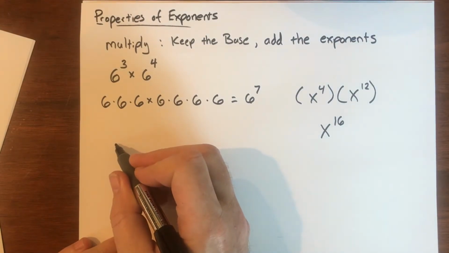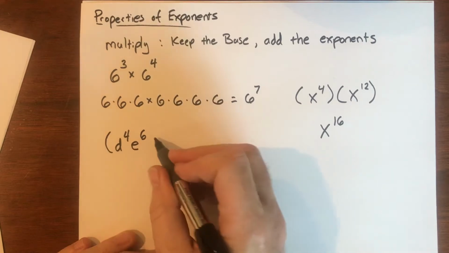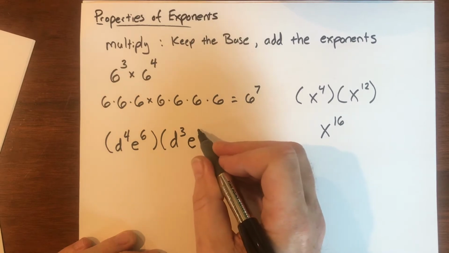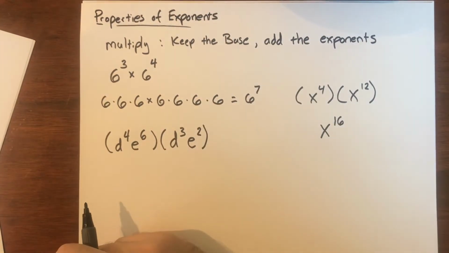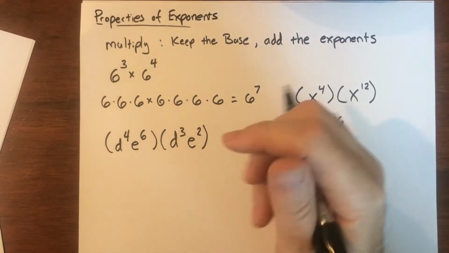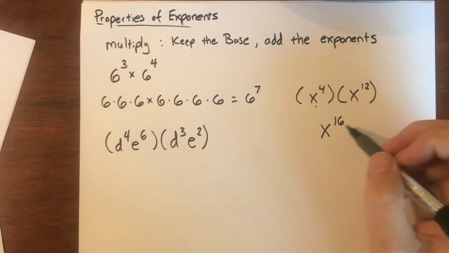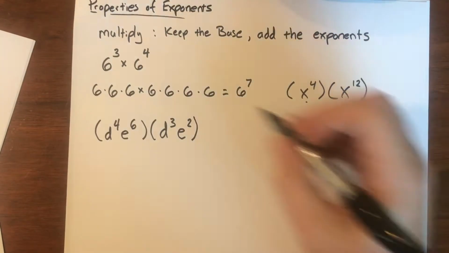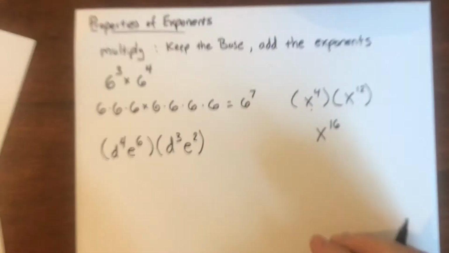But it's going to get more complex, of course. Let's do d to the power of 4 times e to the power of 6 times d to the power of 3 times e to the power of 2. Now here's the thing. Since we're keeping the base, it means that only like bases interact. Base 6 interacts with base 6. X interacts with x. They do not commingle. 6 to the power of 4 and x to the power of 16 are not going to mix at all. They're going to say, hey, what's up? And they're just going to stand there. They don't merge into something bigger.